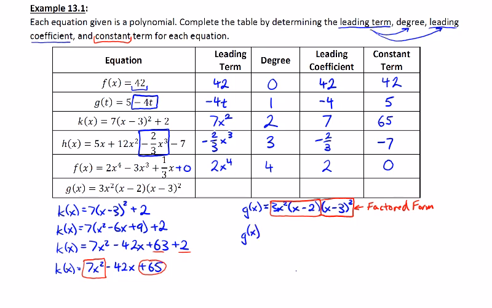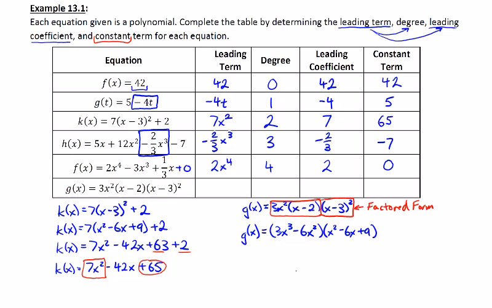So let's start with these introductory multiplications. Distribute 3x squared with x minus 2. You will get 3x cubed minus 6x squared. And then I'll take x minus 3 and square that to get x squared minus 6x plus 9.